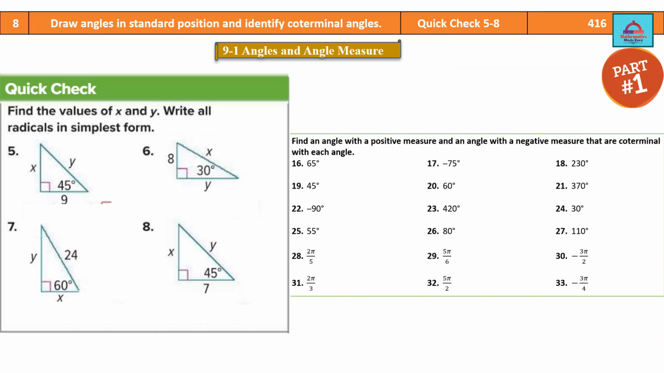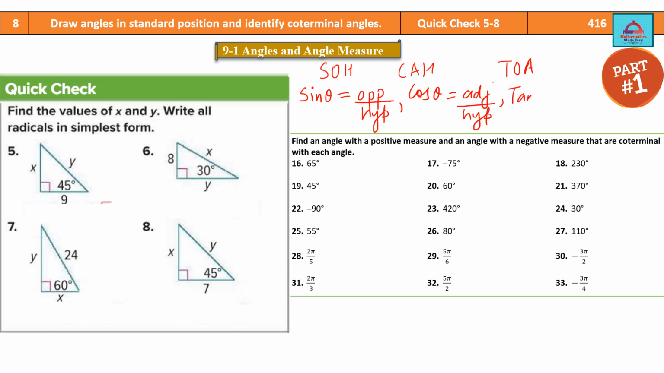Okay, let's solve question 5, 6, 7 and 8. We are going to solve these questions using basic knowledge of trigonometry. So I hope you remember SOHCAHTOA, the short form for sine theta, cos theta, tan theta. Sine theta is opposite over hypotenuse. Cos theta is adjacent over hypotenuse. And tan theta is opposite over adjacent. So I'm going to use these for finding the values of the unknown x and y here.